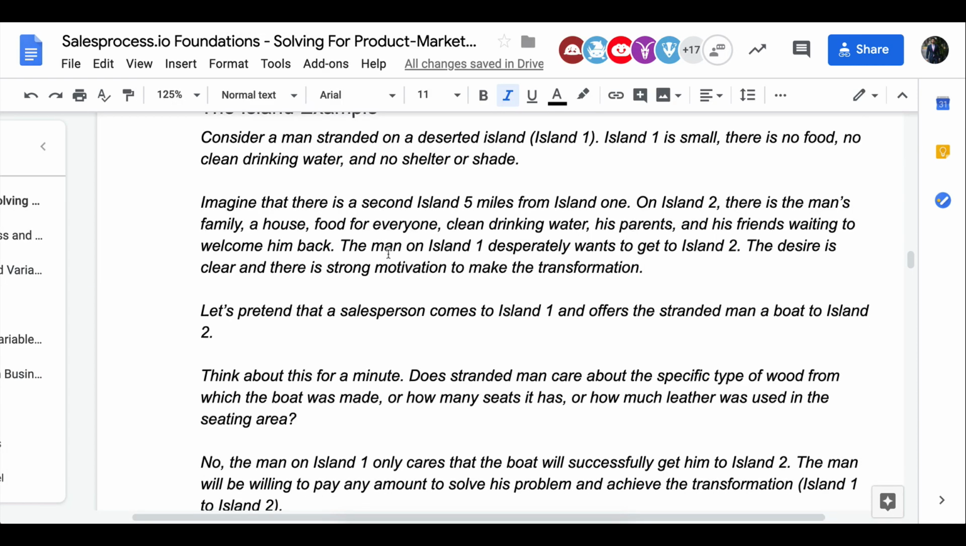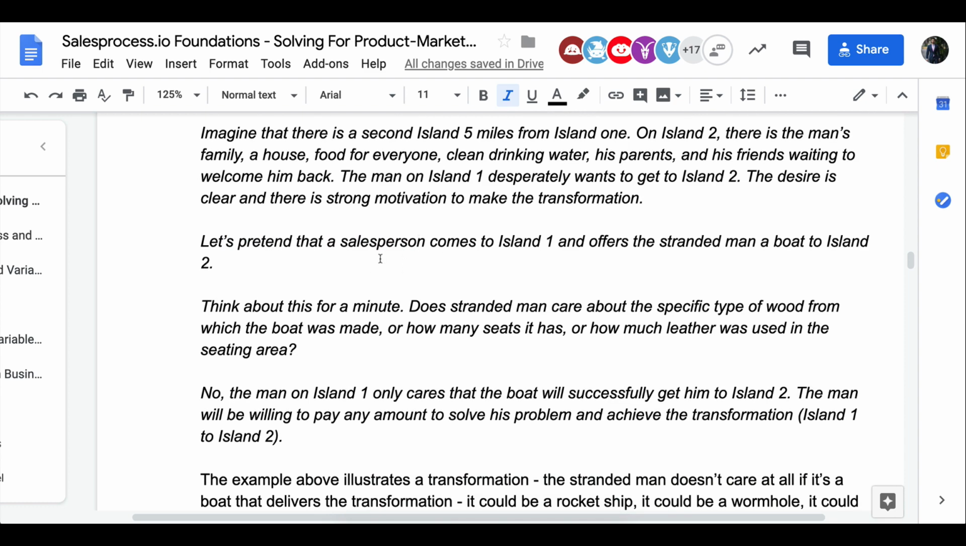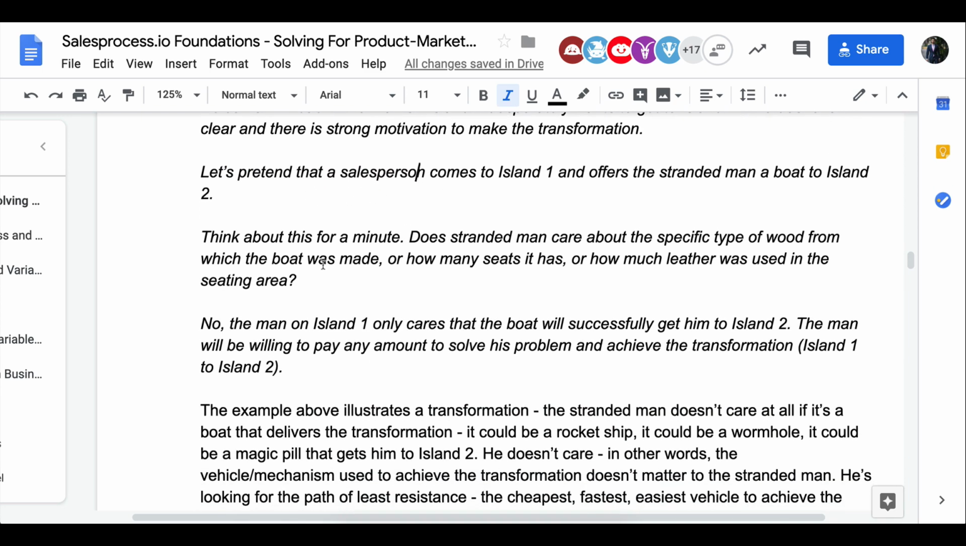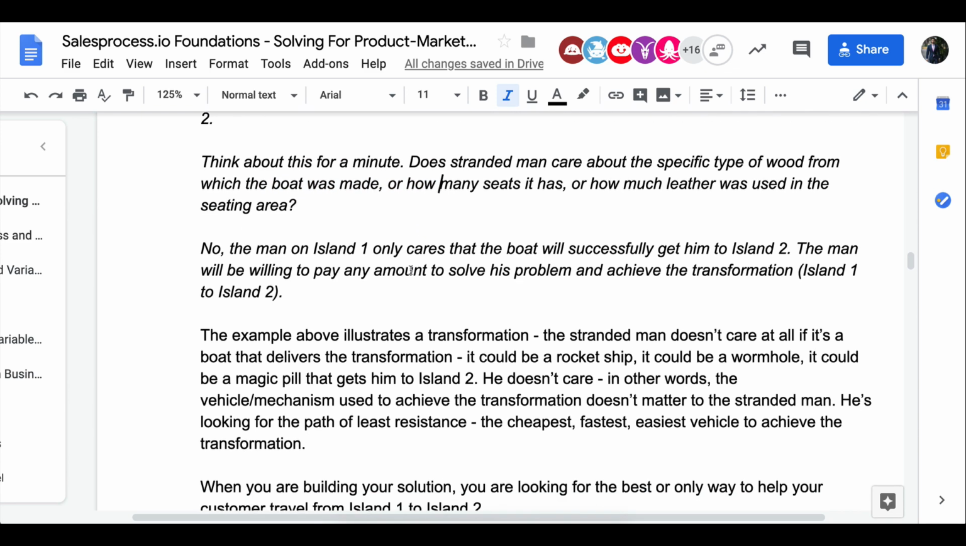Let's pretend that a salesperson comes to island one and offers the stranded man a boat to island two. Think about this for a minute. Does the man care about the specific type of wood? Is he going to do comparison shopping and complain about the wood or the upholstery or something like that? No. Does he care about the number of seats? No. Or what leather was used? No. The man on island one only cares that the boat will successfully get him to island two.